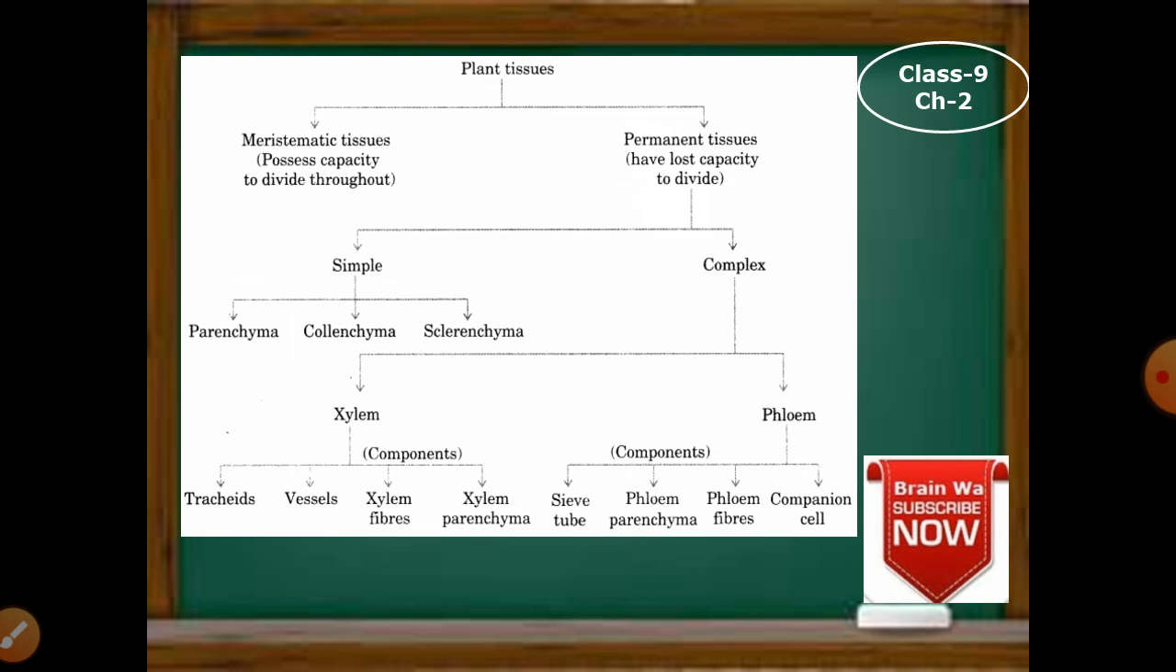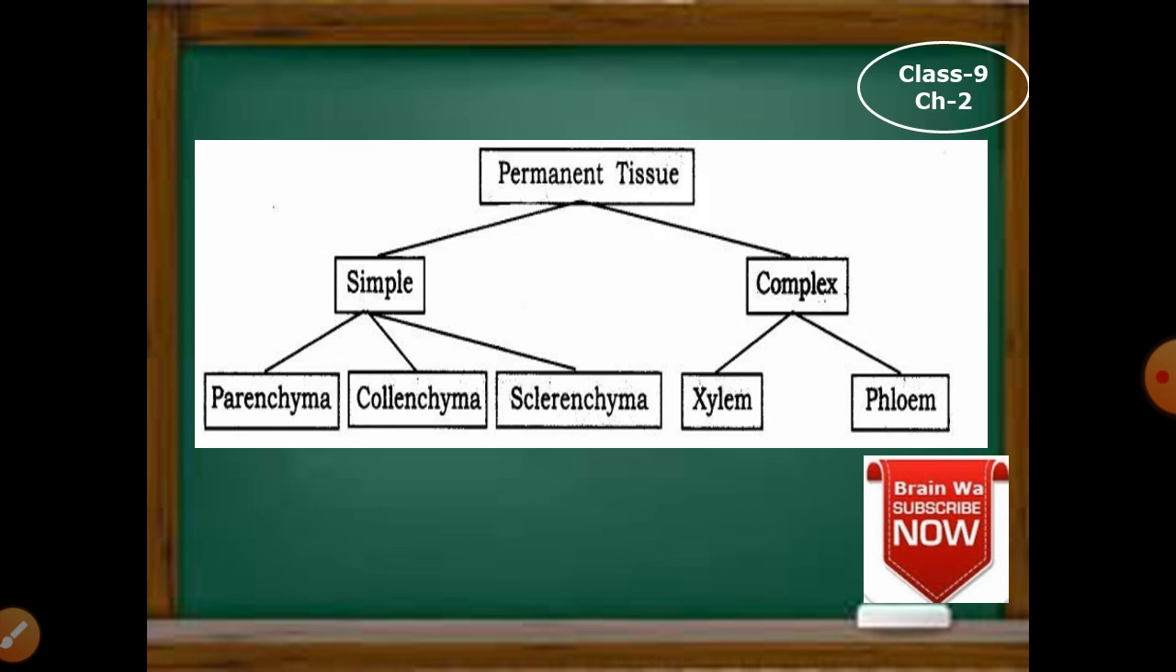In these tissues, cells are thin walled, living and isodiametric. Their cell walls are made of cellulose. These are capable of division throughout life, so they help in growth. Permanent tissue is divided into simple and complex. Simple permanent tissue is divided into parenchyma, collenchyma, sclerenchyma, and complex permanent tissue is divided into xylem and phloem.